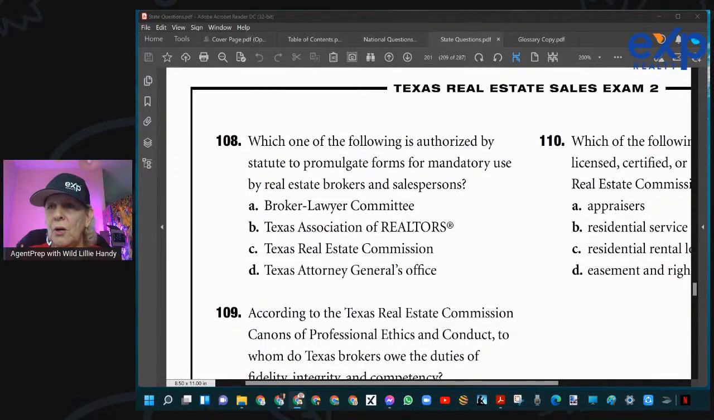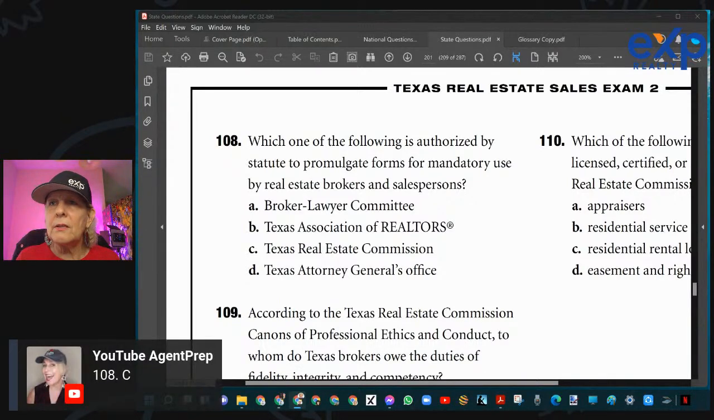So that's who promulgates the contracts, okay? The 13-person committee, Broker Lawyer Committee, they create the documents, all right? That's weird. Why didn't it type it? The answer is 108C. The Texas Real Estate Commission. If you're in a different state, it'll be your commission for that particular state. Okay, but we're here in Texas reviewing Texas questions.